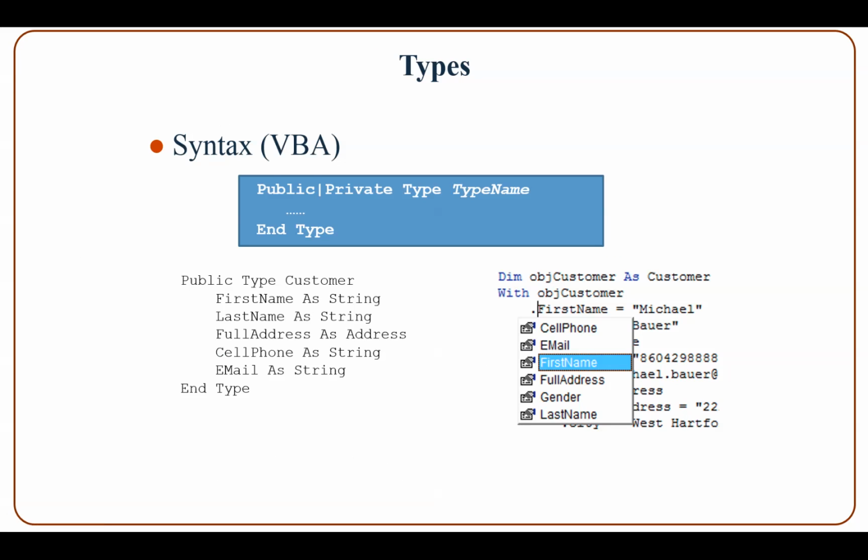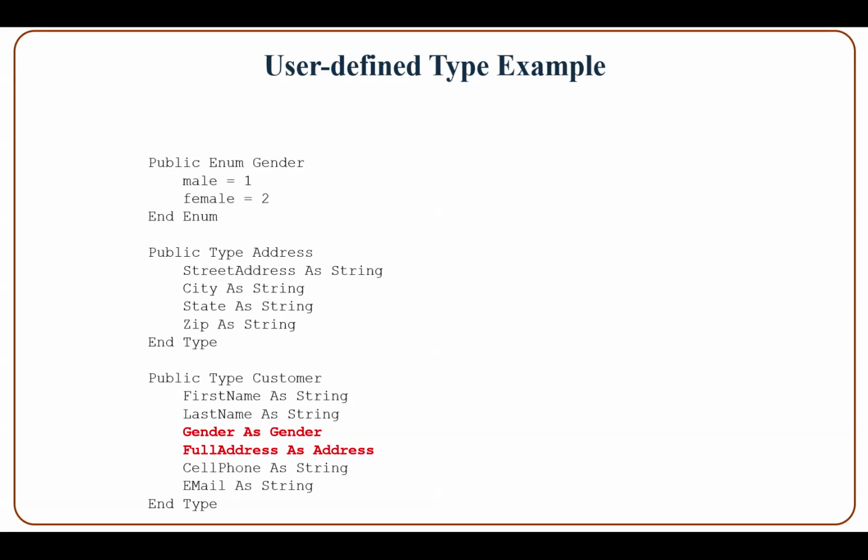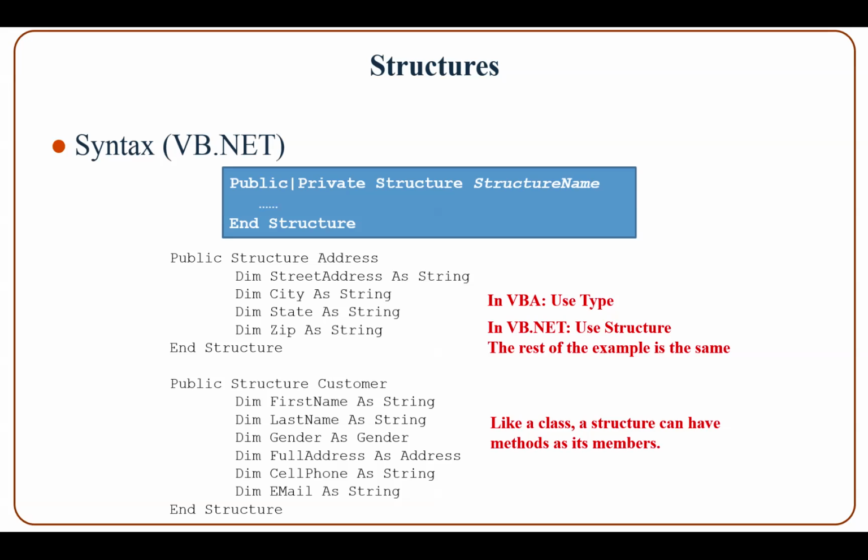After declaring the Customer type, later on you can declare a variable as that type. And after the variable name, when you type in a dot, you see a list of elements. Now check out this example and see how types work. VB.NET uses structures, very similar to types in VBA. However, like a class, a structure can have methods as its members.